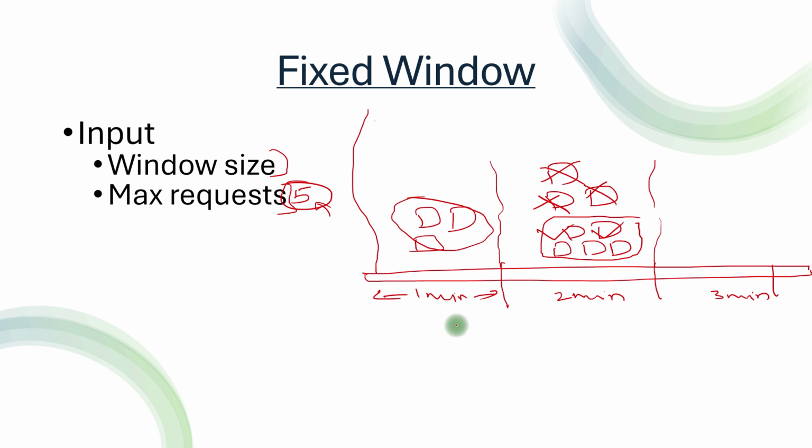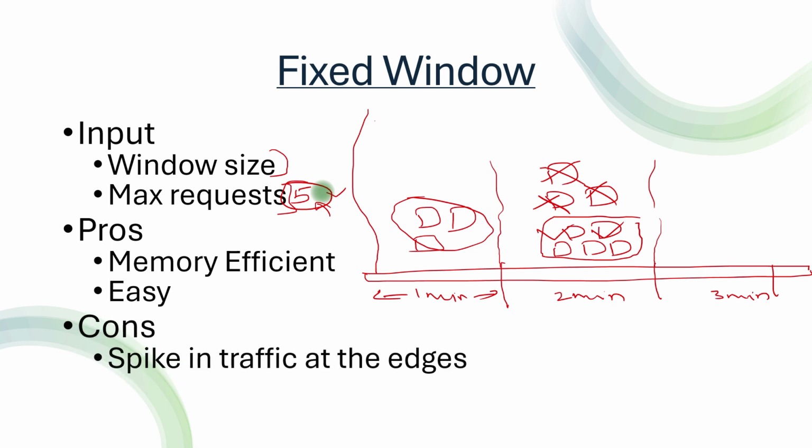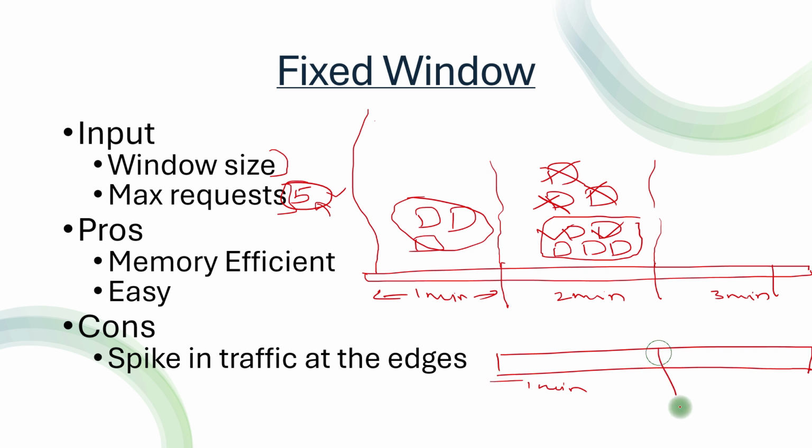We have divided the timeline into fixed time windows. Each time window has a max request, that is how many are allowed, and you just have to keep a check on that one. So the pros: it is memory efficient and very easy to implement, but the con is a spike in traffic at the edges. So let's draw this again, right? So this is there, okay, and let's say this is 1 minute, this is the first minute and this is the second minute.